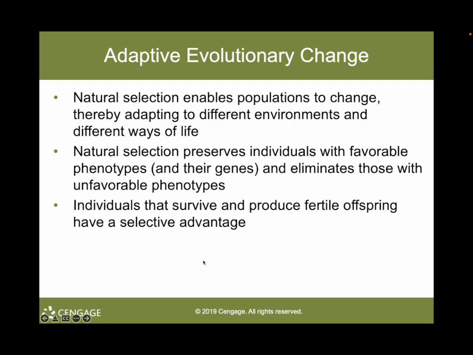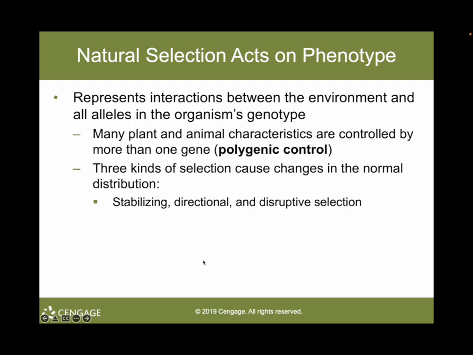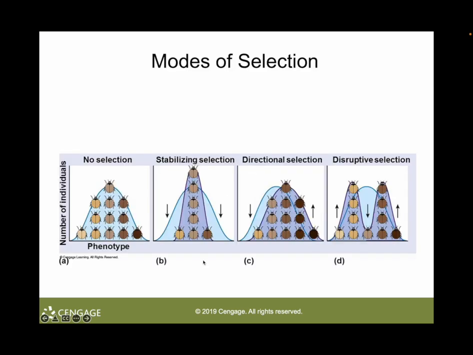So now to adaptive evolutionary change. To get here, we'll go through three kinds of selection that cause change in the normal distribution. There will be stabilizing selection, directional selection, and disruptive selection. We'll begin with stabilizing selection.